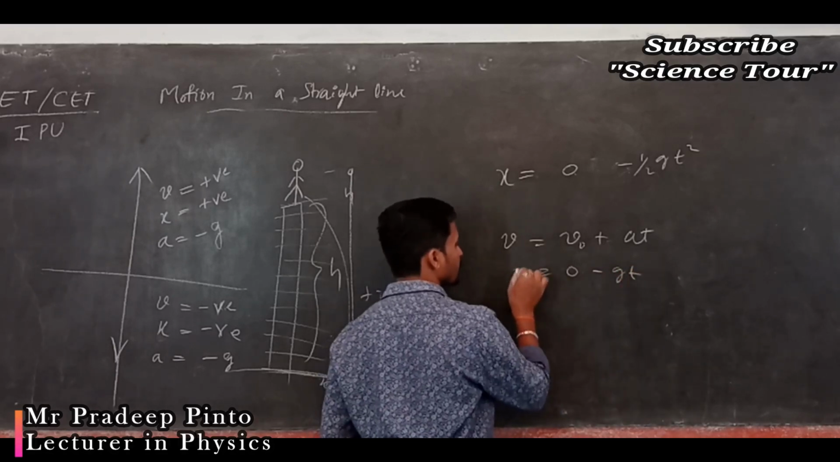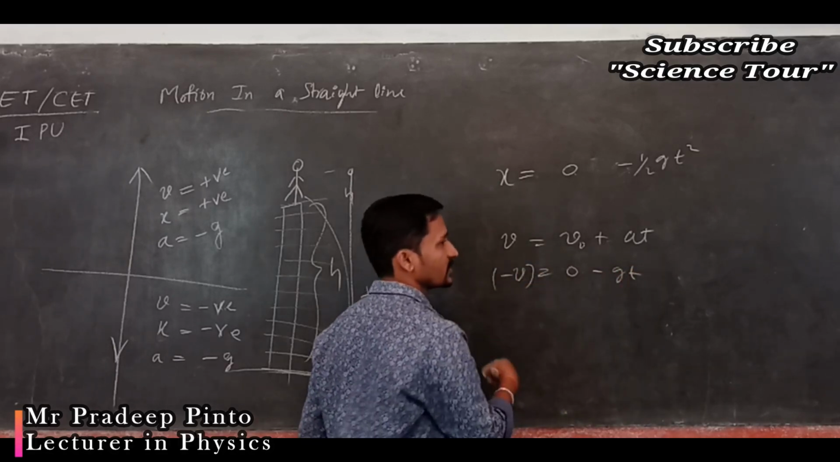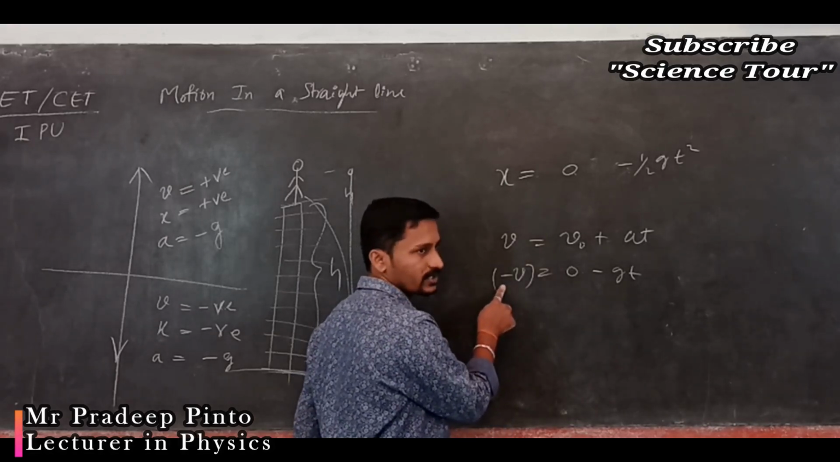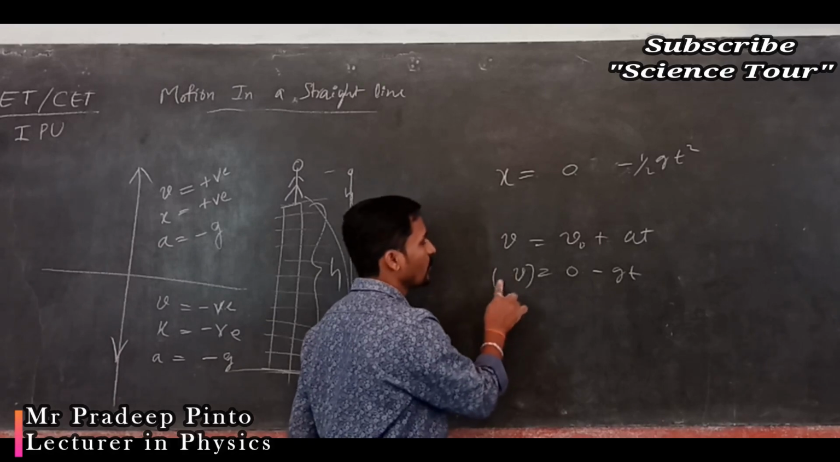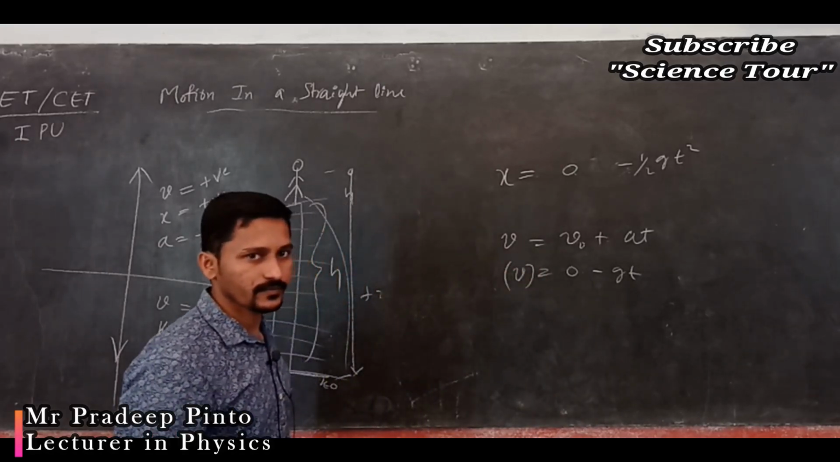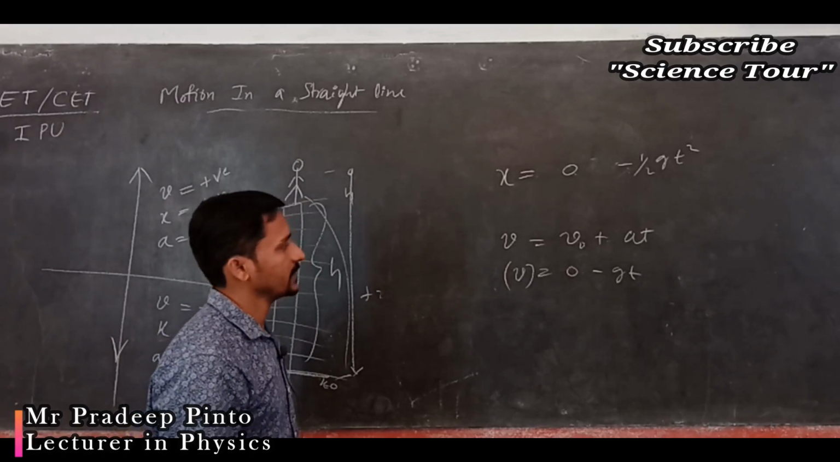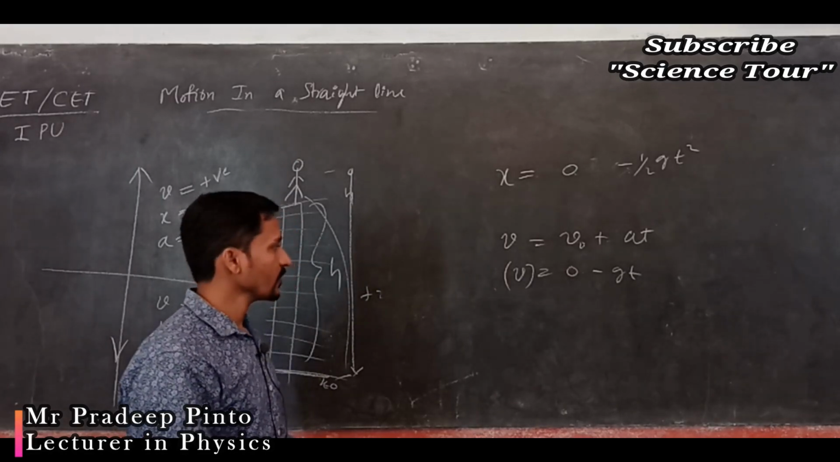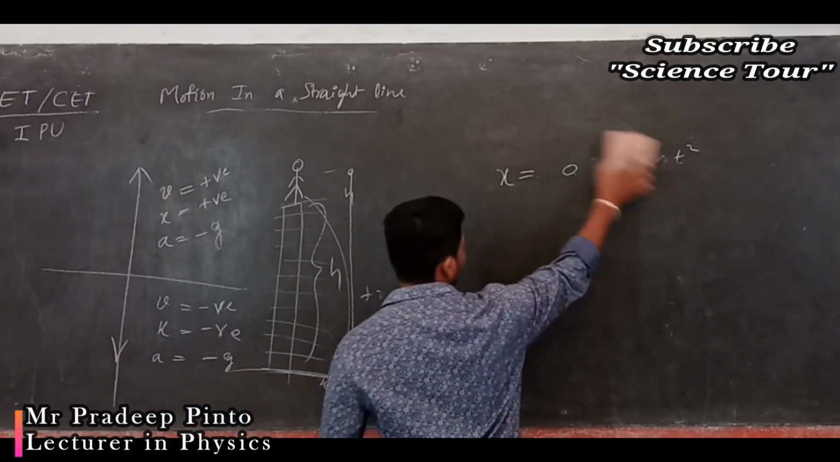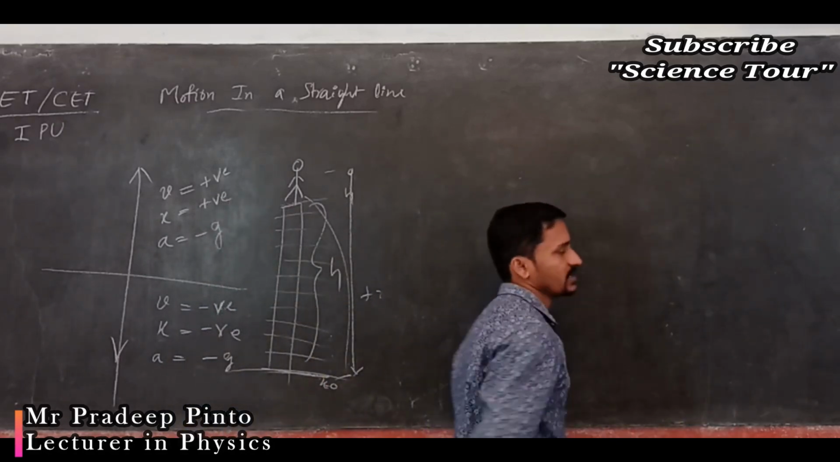Now V you have to find out. Since it is downward, do you have to put the sign minus? No, because V you don't know. V you don't know, right? So the unknown, keep it like this only. For the known factors, put the sign, up and down.